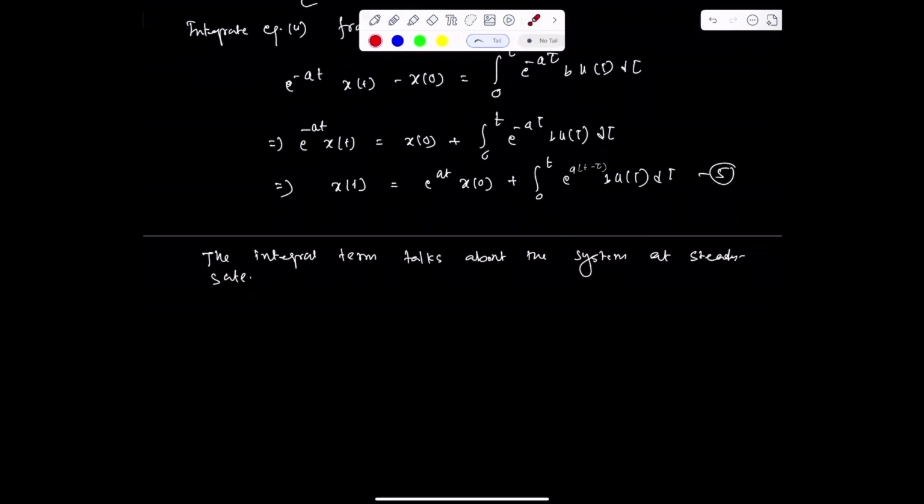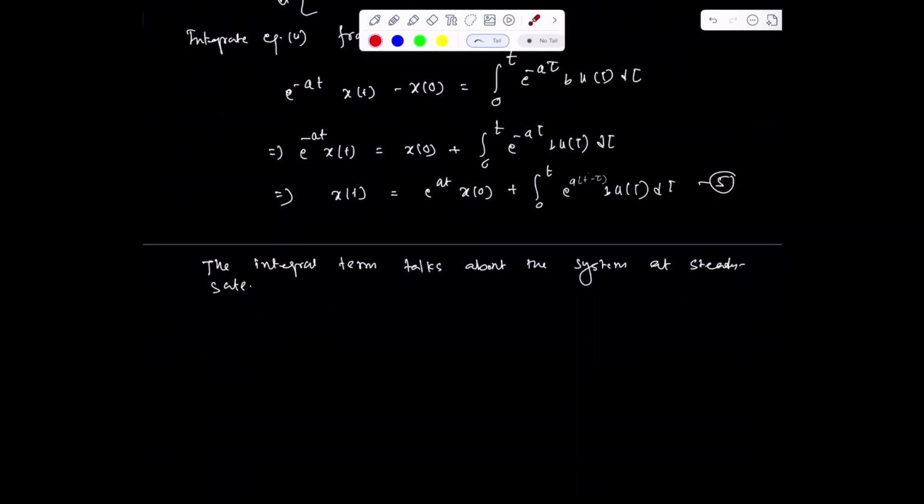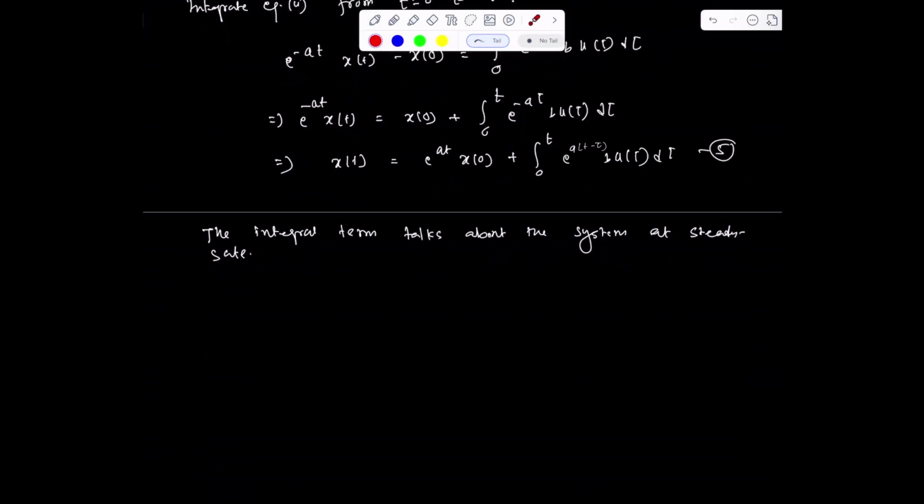And this term, we can say, is more about how the system is going to go through the transient behavior. So this is how we can find the solution of the scalar system. Now let's extend, since we are going to deal with the state space system, to how we can find the solution of the state space equation. So let's work on that.